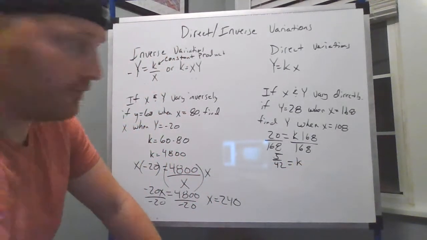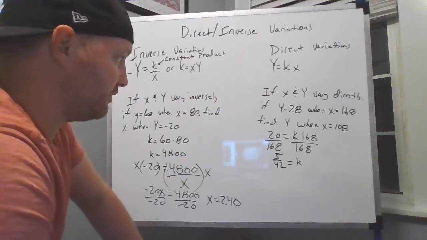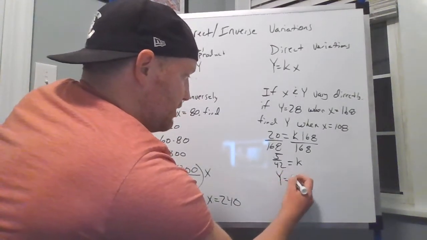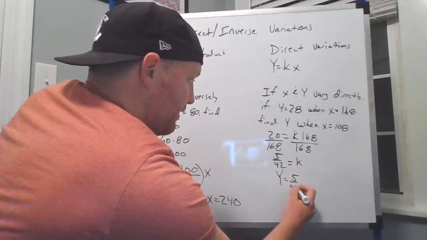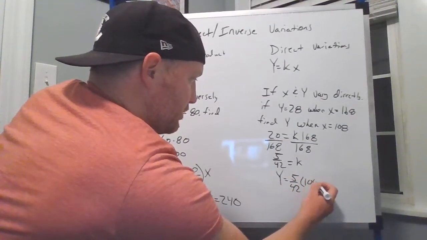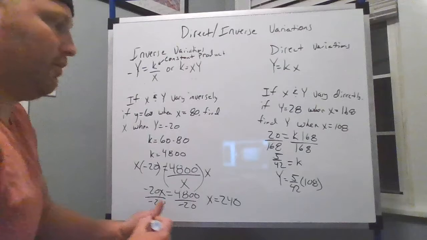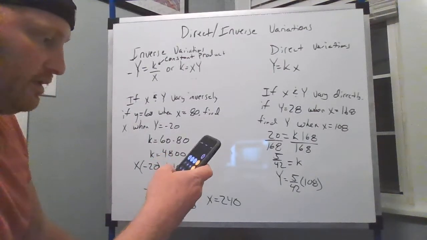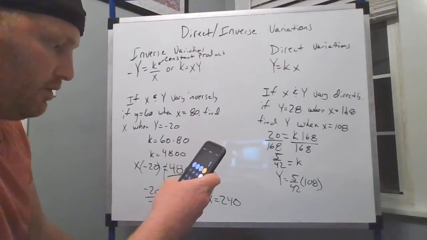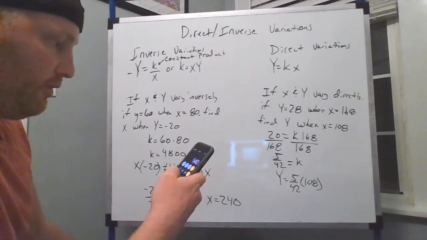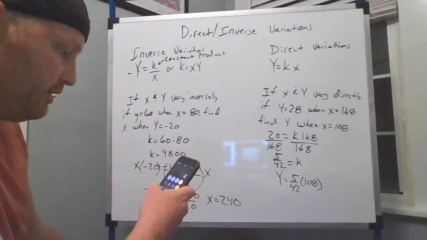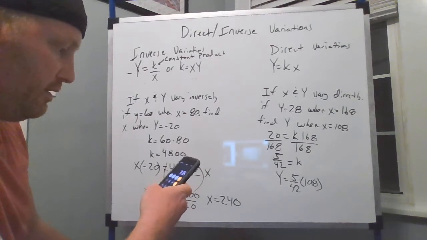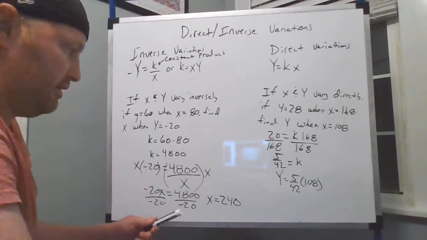Leave everything in fraction form. Trust me on this. Now we're going through. So find y when x is 108. So now it's y equals 5/42 times 108. Well, I wonder, let's see what happens here. So 5 times 108 gets us 540. Divide that by 42.